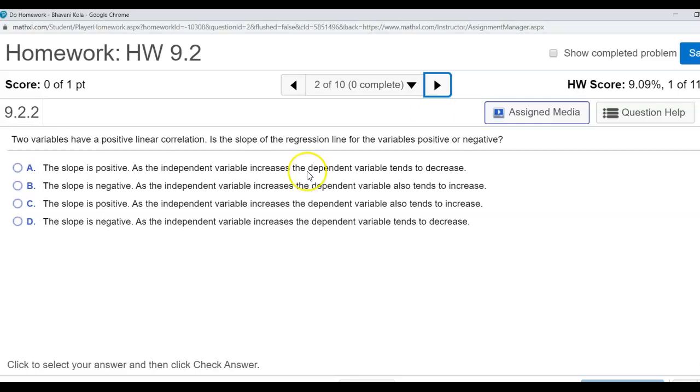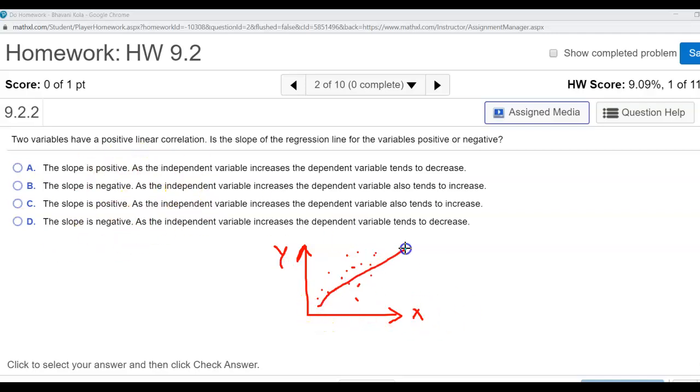Option 2, two variables, a positive linear correlation. So they're saying it's a positive linear correlation. That means it's all going up right here. So what does that mean? If it's a positive correlation, when x is increasing, what is happening to your y value? So go ahead, pick what it is. If it's positive correlation, that means it's going up.